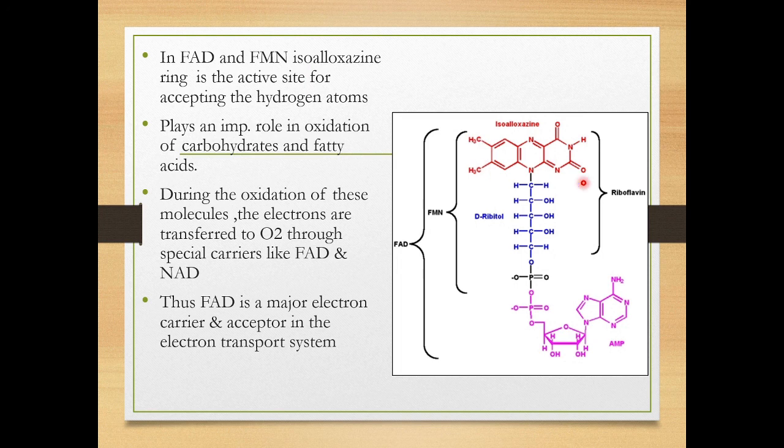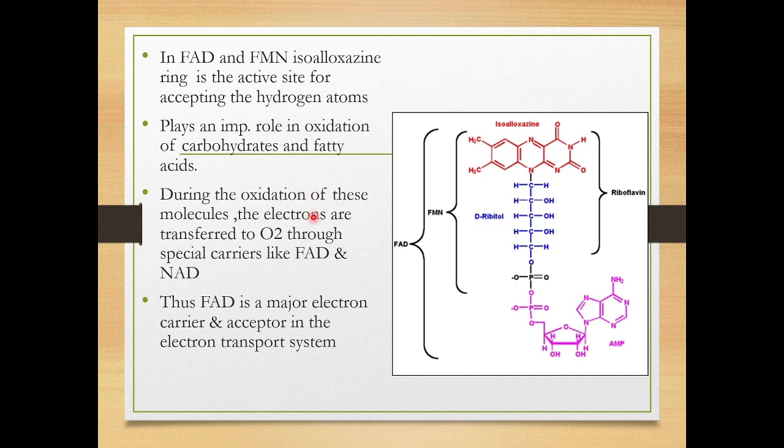So the isoalloxazine ring is the hydrogen accepting ring. When FAD accepts the hydrogen, it becomes FADH2. So what is the role of this FAD? It plays an important role in the oxidation of carbohydrates, like in the Krebs cycle, and in fatty acid oxidation.